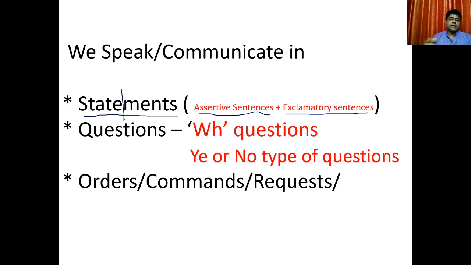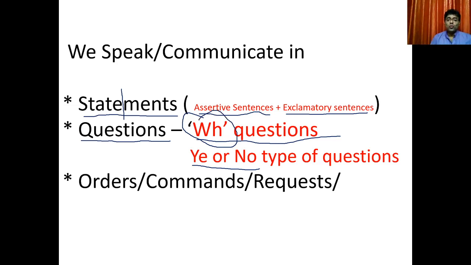That's how I communicate. Second way of communication is in the form of questions. Now, when I say questions, there are two types of questions. One we call WH questions, and the other one we call yes or no type of questions. What do you mean by WH questions? WH questions are those questions where the question begins with WH. For example, what, where, when, why, which.